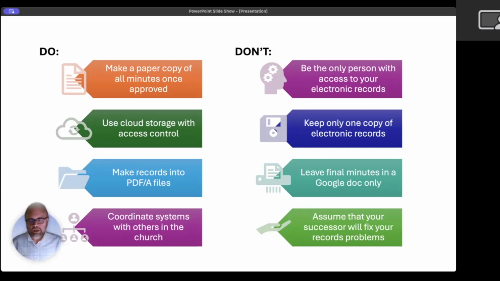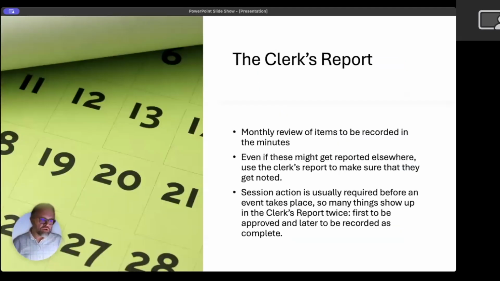So I'm going to now talk about 2 things that are not in that list of Book of Order requirements, because I think they're 2 of the things that a clerk can do to help make sure that our churches keep functioning well. Part of your responsibility as the clerk is to make sure that we don't miss things. So the first way we do that is through what I call the clerk's report.